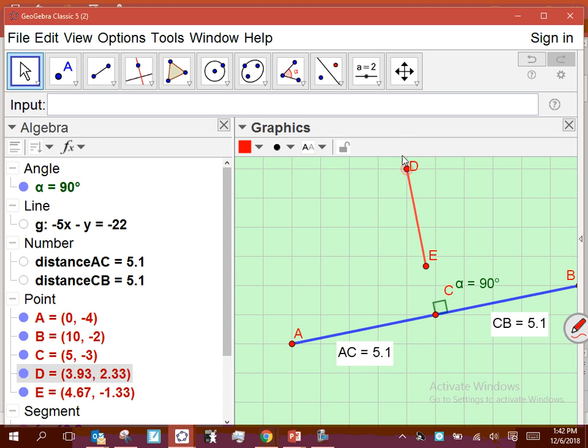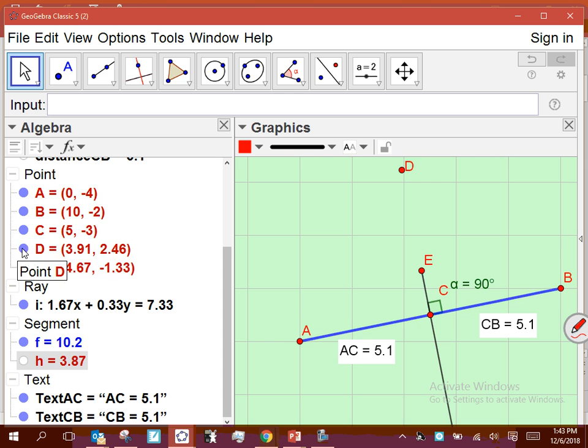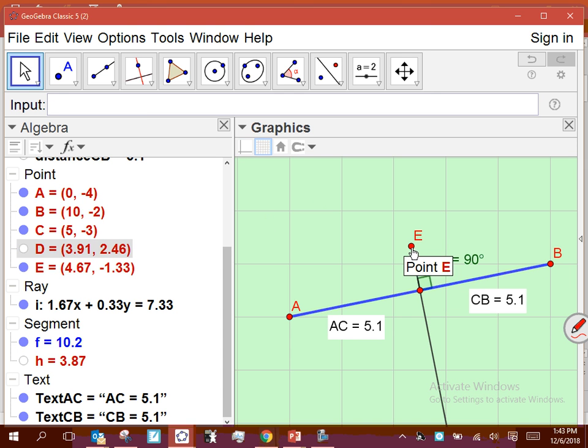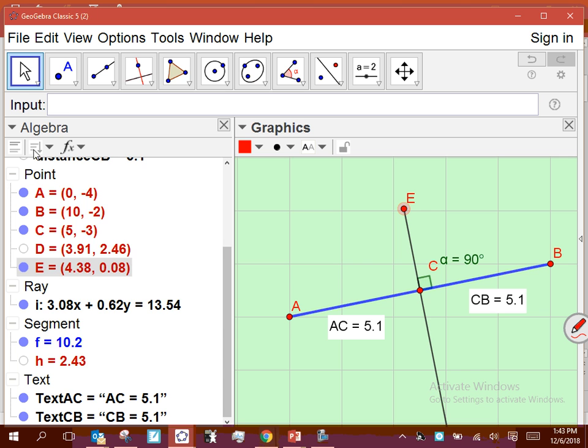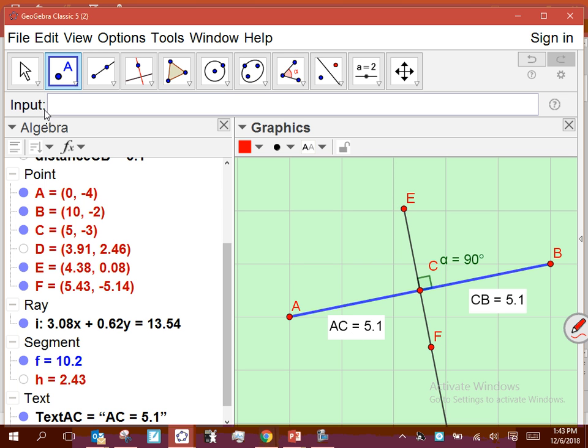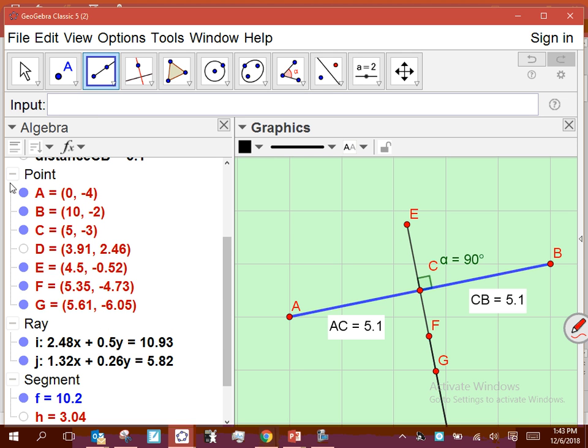Is that still a perpendicular bisector? Is DE a perpendicular bisector? Why not? It doesn't pass through C, right? Is that ray a perpendicular bisector? Yep, it passes through, right? Is it now a perpendicular bisector? Yep. Let's see here. Oh, I can't do it. If I did this, is that ray a perpendicular bisector? No. So we all get the idea that it's got to pass through C, the midpoint, and it's got to be perpendicular, right?